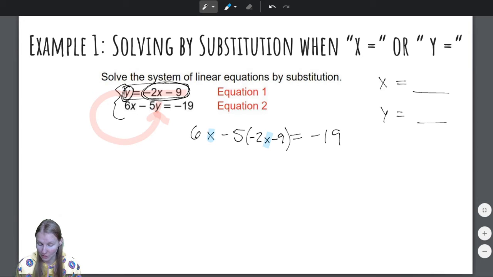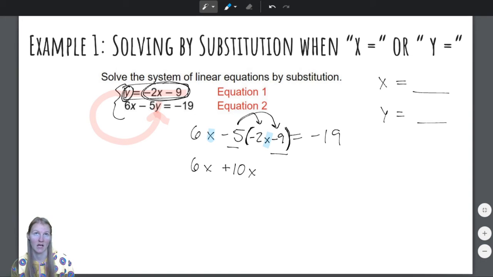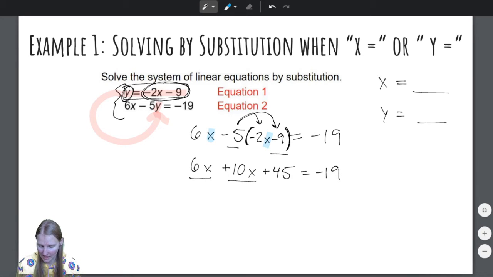So let's go ahead and solve this for x. Anytime I see parentheses, I know I have to do my distribution rainbows. So we're going to distribute the negative 5 to the 6x, negative 5 times negative 2x is positive 10x, and negative 5 times negative 9 is positive 45, equals negative 19. Okay, I can combine some like terms here.